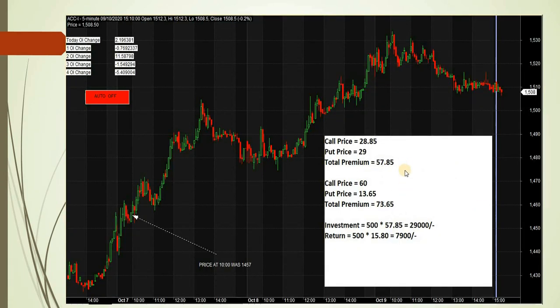So we bought a strangle at 57.85 in total. We sold it at 73.65. Lot size was 500, so total investment was 29,000. We are expecting 20%, 29,000 into 20%, which comes to 5,800. It is giving more than this.